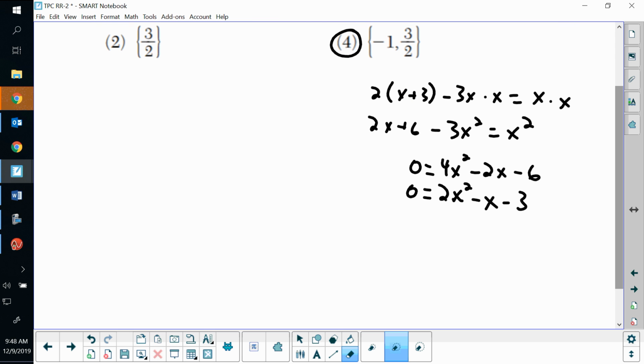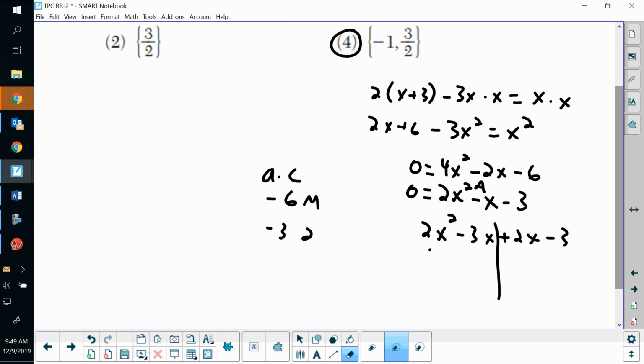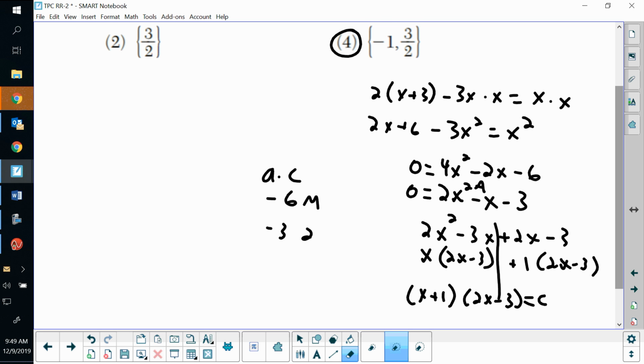This is an example where you have to do a times c method. A times c gives us -6. So we want to multiply to this and add to the -1. So that would be -3 and 2. So this would become 2x squared minus 3x plus 2x minus 3. You can take an x out of this, leaving you with 2x minus 3. You would have 2x minus 3 here. We would put a 1 out front. So this would give us x plus 1 and 2x minus 3 equals 0.